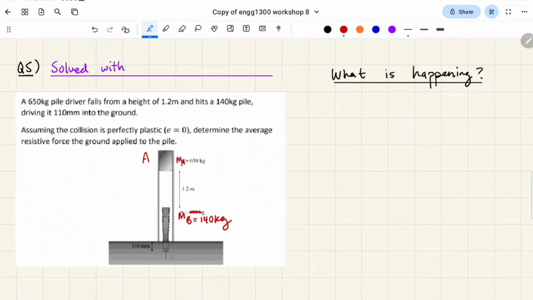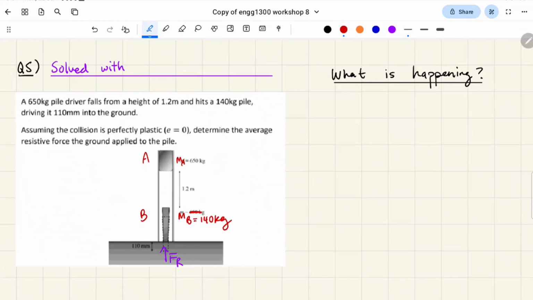it hits object B, which is a pile that weighs 140 kilograms, driving it 110 mil into the ground, right? And the collision is perfectly plastic. So that's the same case as two trains colliding with each other and gluing together. Determine the average resistive force from the ground to the pile.